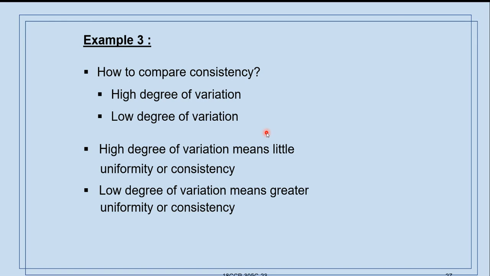Now, how to compare consistency? Consistency means uniform, same, maintaining same gap, like that. High degree of variation and low degree of variation. Variation means difference. High degree of variation means little uniformity or consistency. That is, the data is not consistent, uniform, and we have to control them. And low degree of variation means more consistency, data is more consistent, and we need not control much.